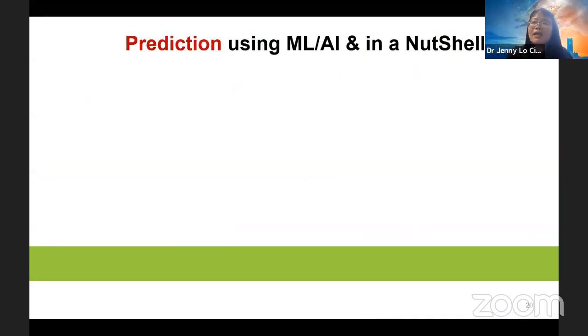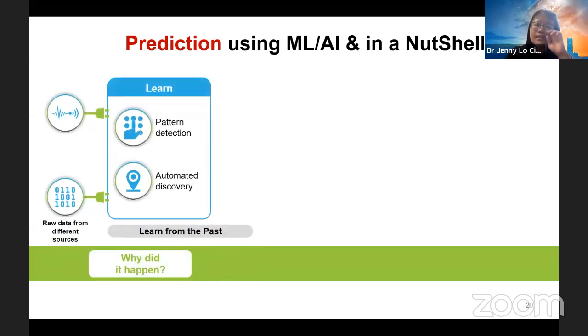As I said, in my field we use a lot of prediction using machine learning for risk prediction. So what is risk prediction trying to do? No matter what kind of data you have, whether collected from your iPhone or from healthcare data, you try to learn from the past and understand why it happened. And you try to do pattern detection or automated discovery.